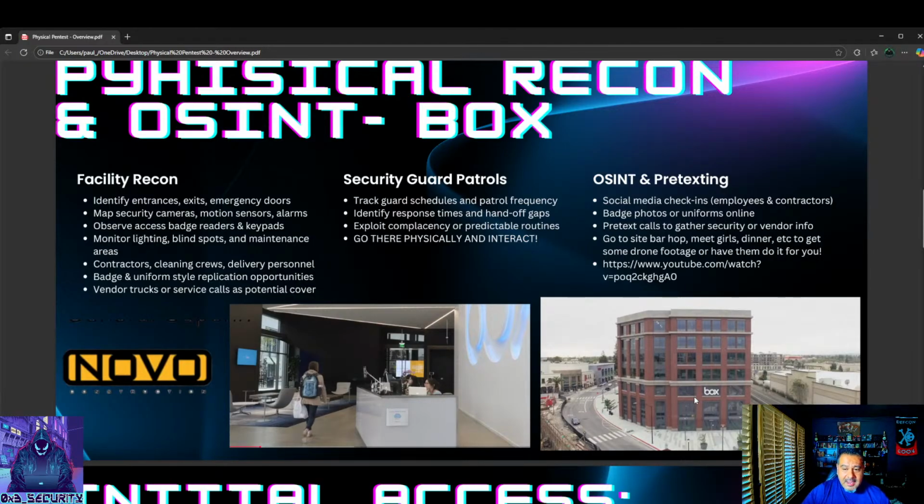I use DJI, either one of the Air or the Mavic. Don't get too big, because with some of the bigger drones, people are going to have their flags up. I would go with those two models. And you could easily attach a Wi-Fi Pineapple, especially the Nano version, on there. But that's pretty much what I would do.